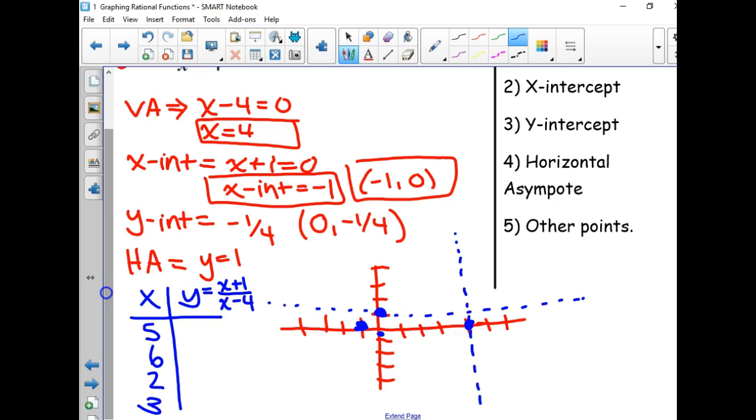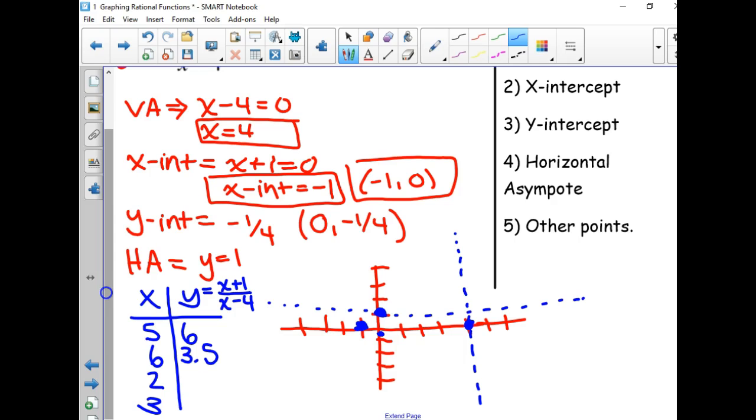So if I plug 5 in, 5 plus 1 is 6, 5 minus 4 is 1. So 6 over 1, when I plug 5 in, is what? 6, yeah. 6 plus 1 is 7, 6 minus 4 is 2. So 7 over 2 gives me what? And we can use decimals. 3.5, 3.5.